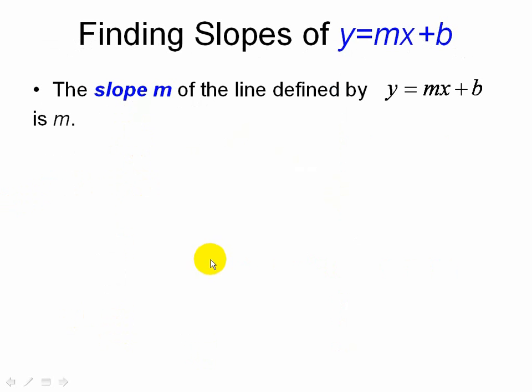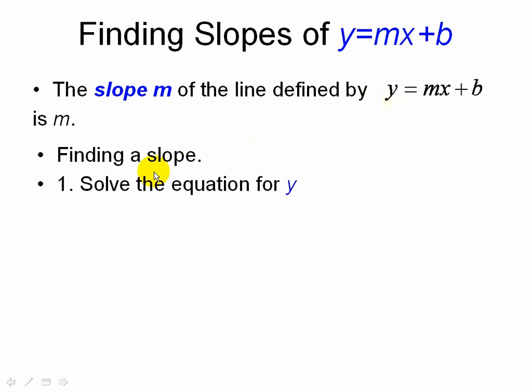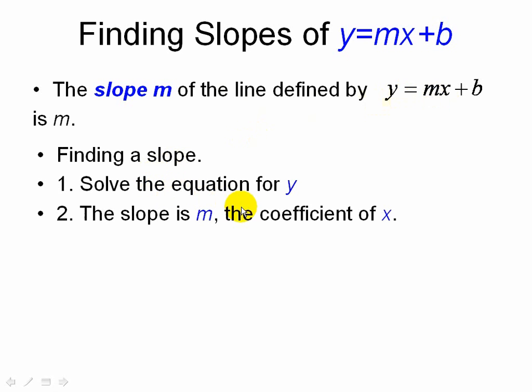Now we're going to take a look at finding slopes using this form, y equals mx plus b. This is known as the slope-intercept form, where m is the slope of the line defined by this equation, and we want to find the slope. So in order to do that, we solve the equation for y, which is already shown here, and the coefficient in front of x is known as the slope, m, what we calculated earlier.